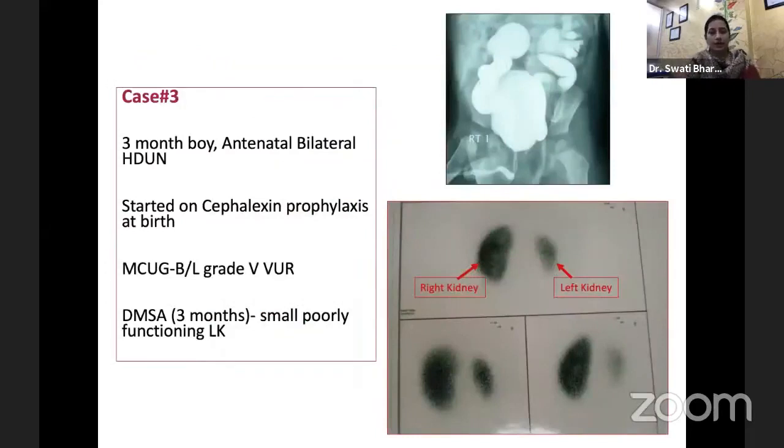So let's look at another case. This is a 3-month-old boy with antenatally detected bilateral hydroureteronephrosis. Since the AP diameter was more than 10 millimeter, he was started on cephalexin prophylaxis after birth, and MCUG showed bilateral grade 5 reflux. At 3 months of age, he underwent a DMSA scan. And we see here that there is a poorly functioning left kidney. So probably this is a hypodysplasia of the left kidney because of vesicoureteric reflux.